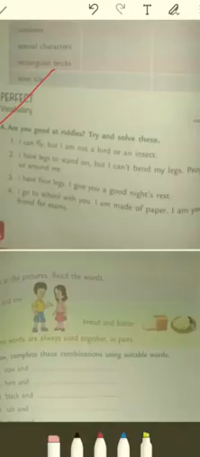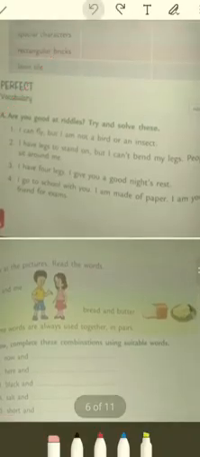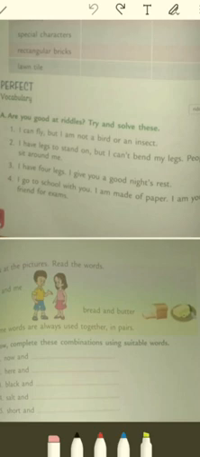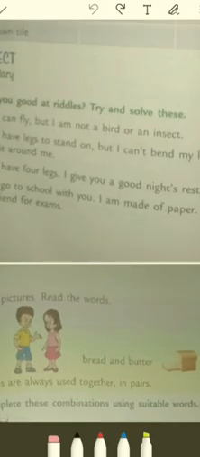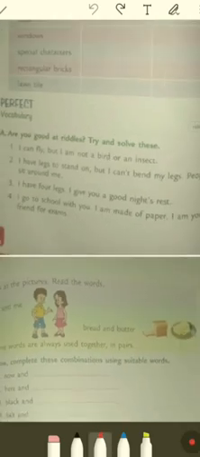So these are riddles. Clear? It means clues will be given pertaining to the question that is being asked, but it will not be very straight or easy. By reading the clue you have to find the answer. Are you good at riddles? Try and solve this. Let's see.